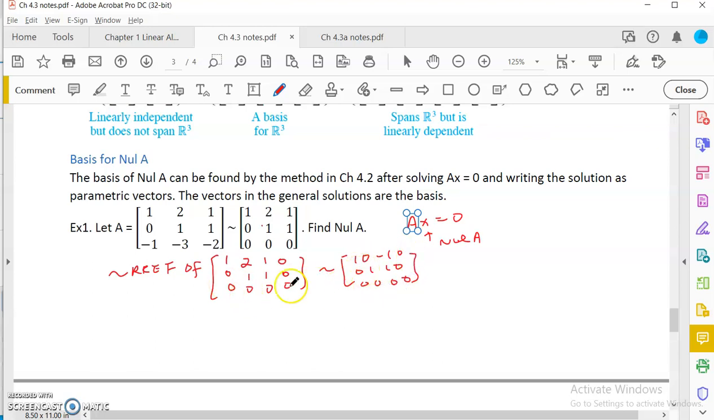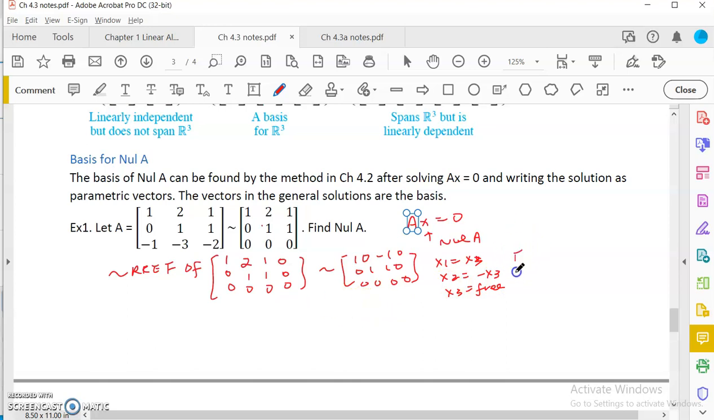That means the solution would be x1 equal to x3, and x2 equal to negative x3, because x2 plus x3 equals 0. And then x3 is free.